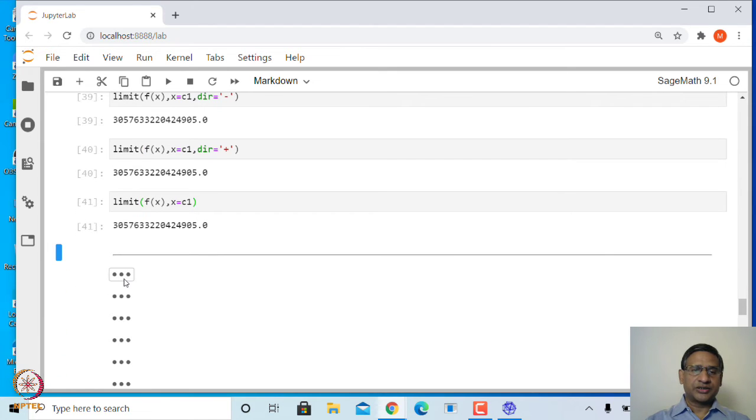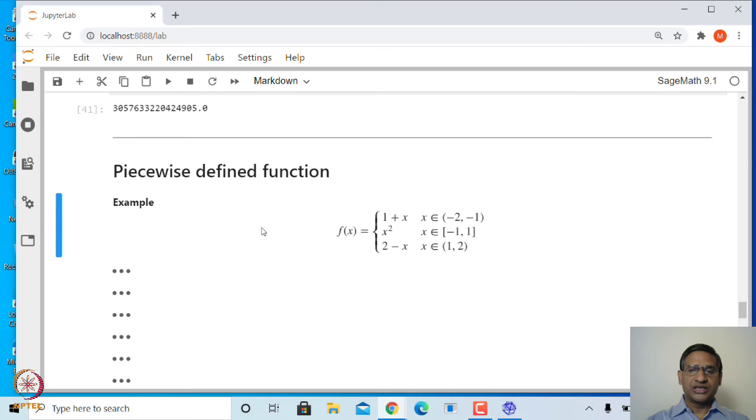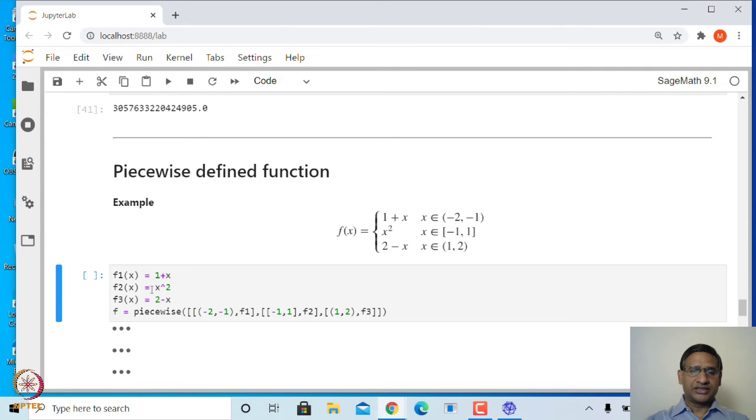Okay. Let us look at a function which is defined in pieces, a piecewise defined function. We have already seen how to define such a function and plot its graph. So, suppose you have a function f(x) which is defined as 1 plus x in the interval minus 2 to minus 1, x square between minus 1 and 1, and 2 minus x between 1 and 2 in the open interval. So, we define this function.